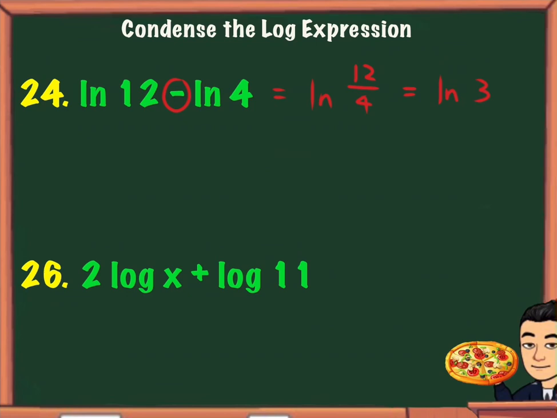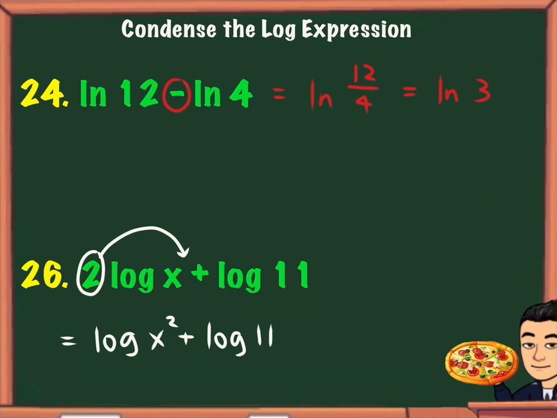For number 26, before you apply the product property to combine the common logs, you're going to have to use the power property to bring the 2 to become the exponent of the argument. So this is going to equal common log of x to the 2nd power plus log of 11. So now we can just go ahead and apply the product property. So this is going to equal log of 11x to the 2nd power.